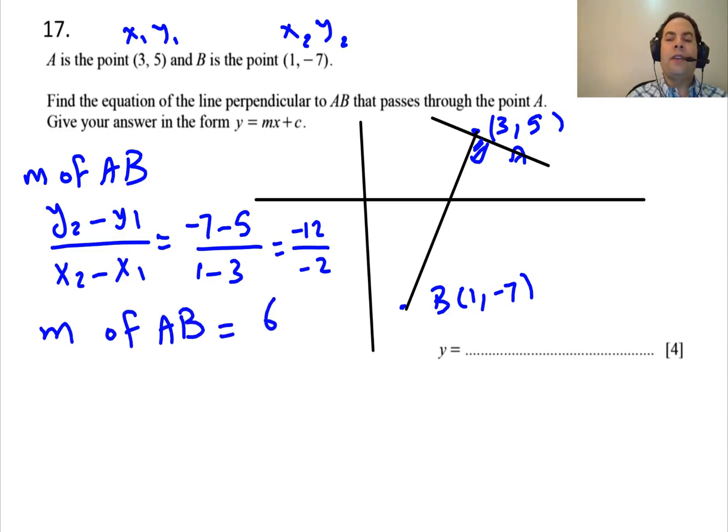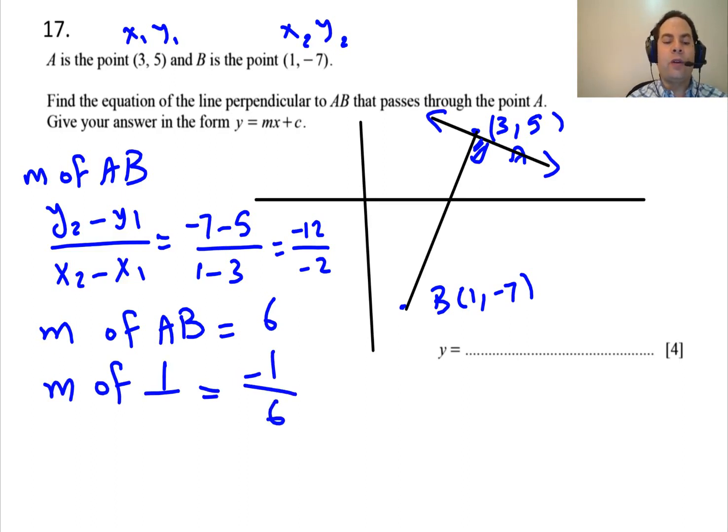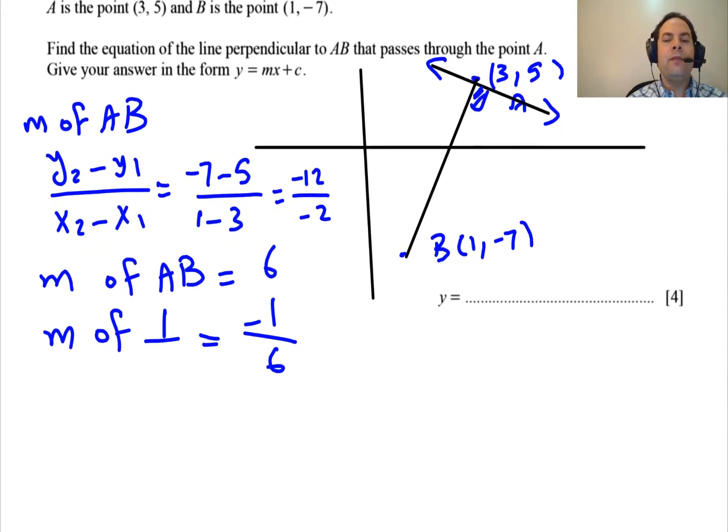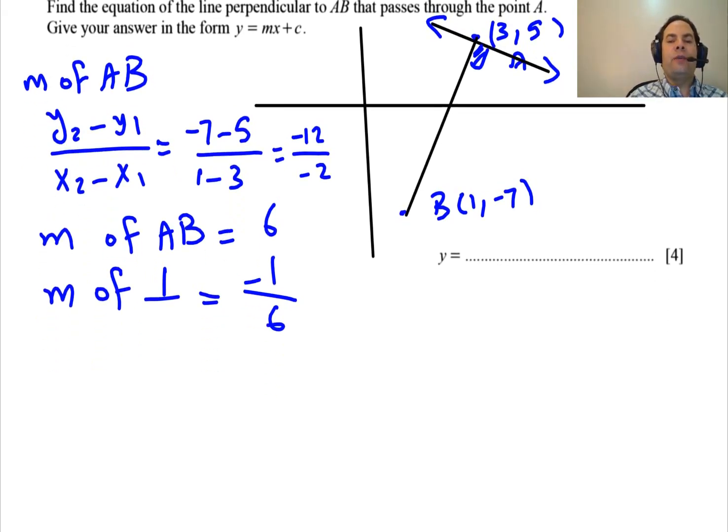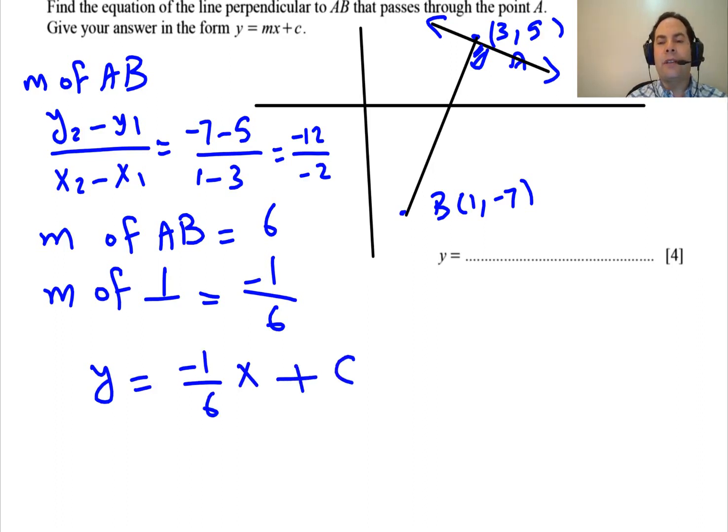But we are asked to get the equation of the line which is perpendicular to this line. So the gradient of the perpendicular line is equal to -1 over m, so it will be -1 over 6. Now the equation of the line which is passing through A is y equals mx plus c, which is y equals -1 over 6 x plus c. How can I find the y-intercept?